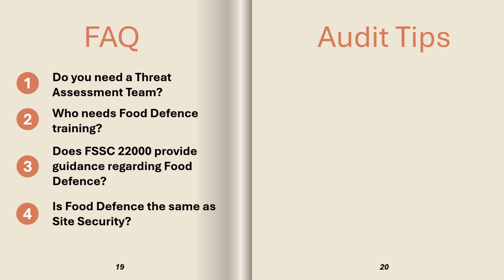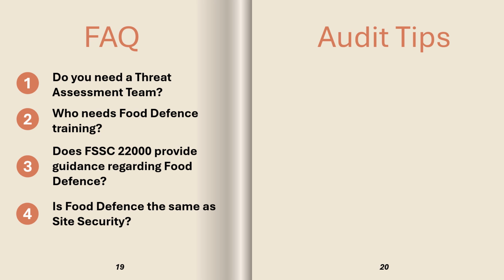On the other hand, site security focuses on the overall protection of a facility or location, including physical security measures, surveillance, and access control to safeguard against various threats, including theft, vandalism, or unauthorized access. So you could say that part of the aspect of food defense would be site security, but these two terms cannot be used interchangeably. These are two different terms.